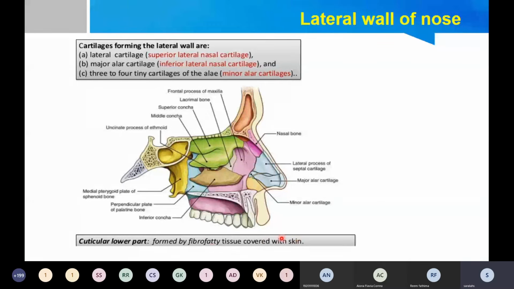and the lower part is supported by the fibrofatty tissue covered by the skin. So posteriorly it is bony part, anteriorly it is cartilaginous part, and the lowermost part will be supported by the fibrofatty tissue which is covered with the skin. These are all the bones and the cartilages which are forming the lateral wall of the nose.